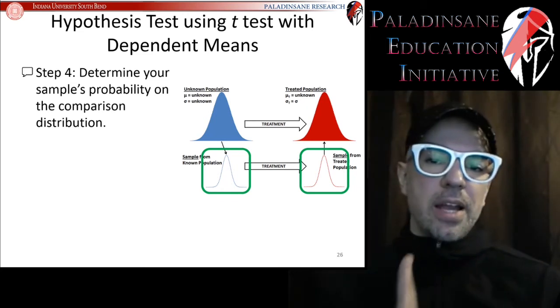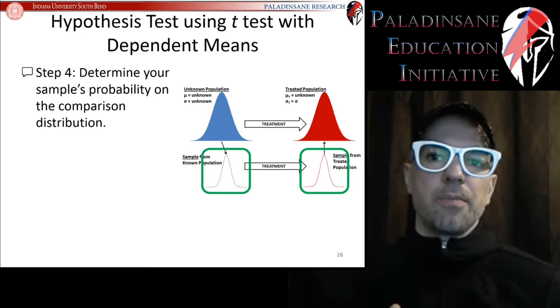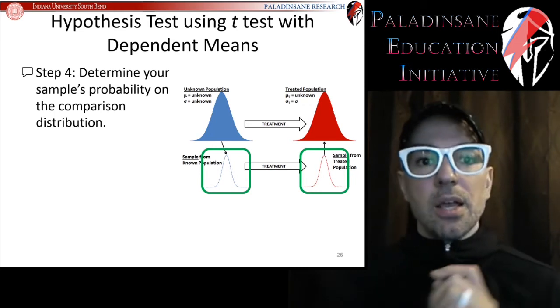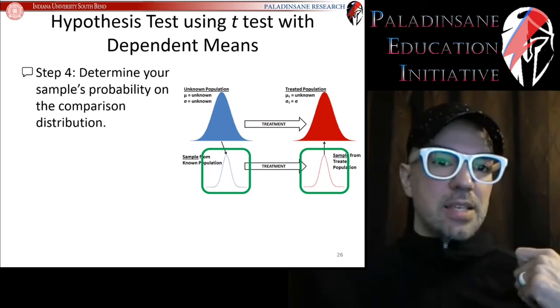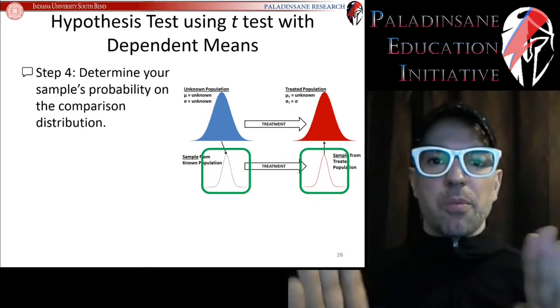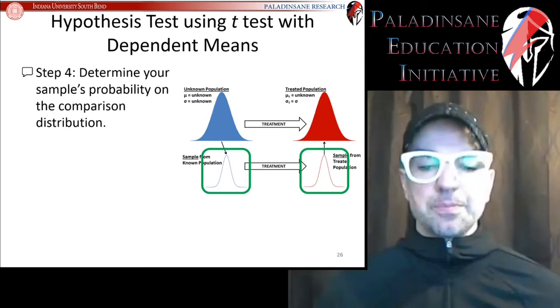So we're going to find out how to calculate that, or how to look up that sample t statistic on the hypothesis test. But we're also going to find out how to find that sample's probability, because again, remember, t statistic and probabilities are linked. So you can translate one into the other.